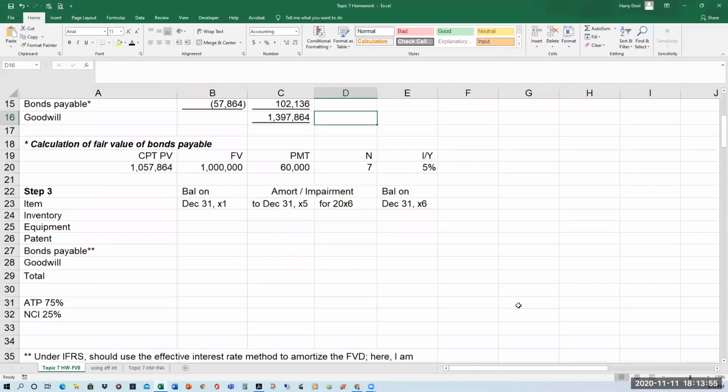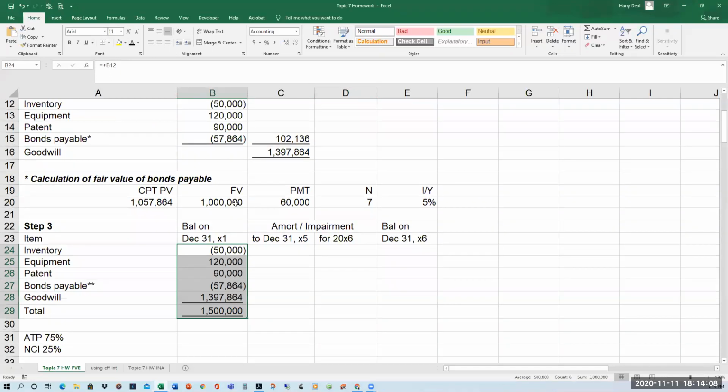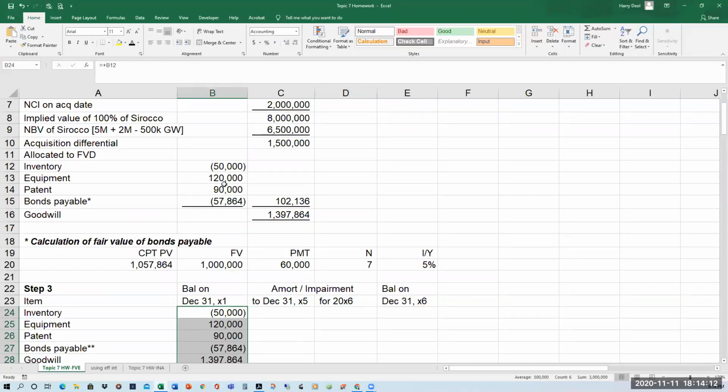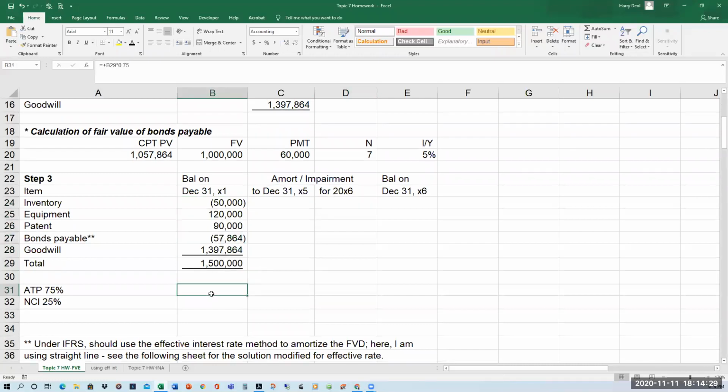The next step is to prepare an amortization schedule. So for the amortization schedule, we list the items: inventory, equipment, patent, bonds payable, and goodwill, and we copy the amounts from above. Inventory had a negative 50,000, equipment 120,000 positive, patent 90,000 positive, bonds payable negative 57,864, and the goodwill 1,397,864. Because we are applying the fair value enterprise method, out of this $1.5 million amount, 75% is attributable to the parent, and the remainder goes to non-controlling interest, giving us a total of $1.5 million for the acquisition differential.